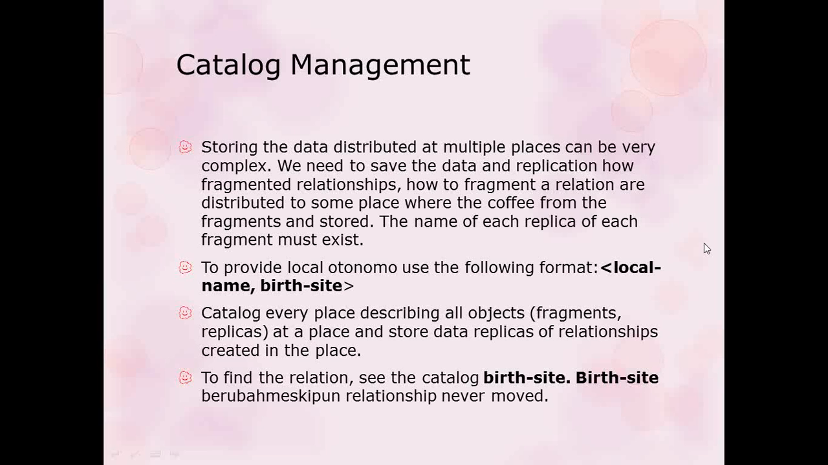To provide local autonomy, use the following format: a local name per site, and a catalog at every site describing all objects. It can be fragments or replicas. Add a place and store data replicas of relations created in the place. So the catalog will be in every place. And to find a relation, see the catalog at the birth site. The birth site is unchanged even though the relation may move.